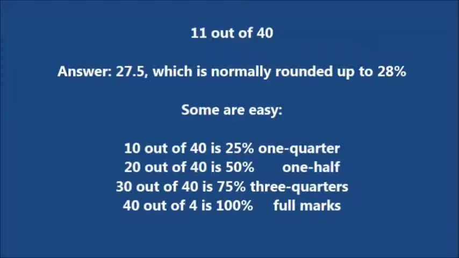Okay? Now, the scores out of 40, some of them are very easy here. Like these ones here, for example. 10 out of 40 is 25%, 20 out of 40 is 50%, 30 out of 40 is 75%.